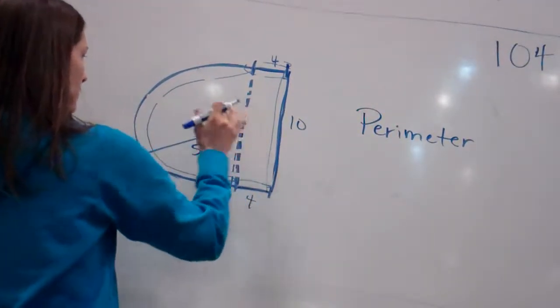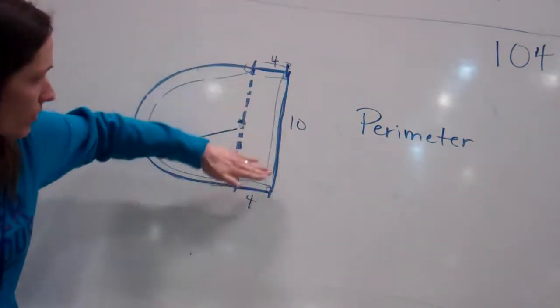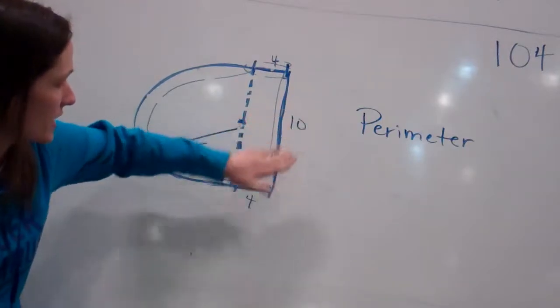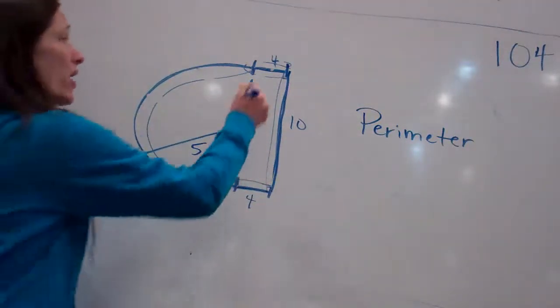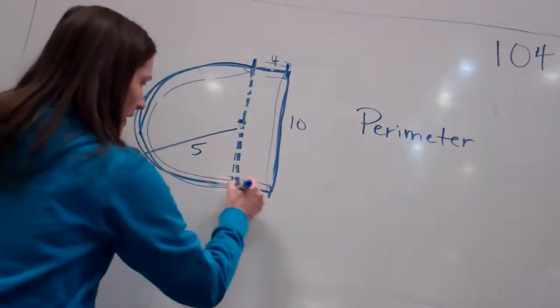I'm just erasing some stuff. Okay. Now, we've got this little rectangle piece. You see this little rectangle? We know that this is 4, this is 10, and this is 4. Now we have to find this from here to here.